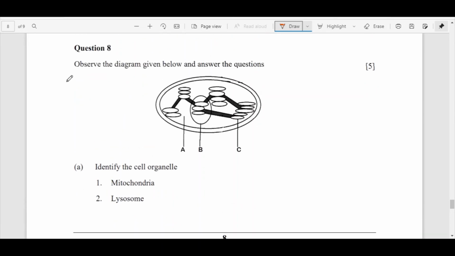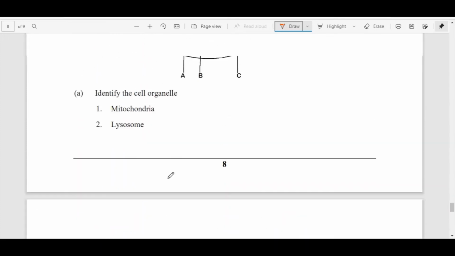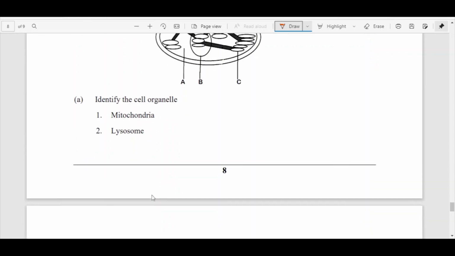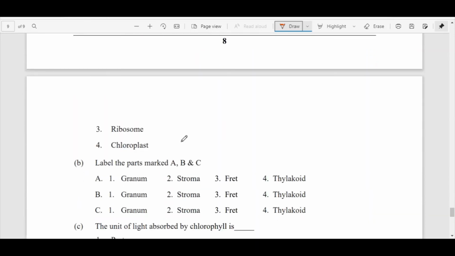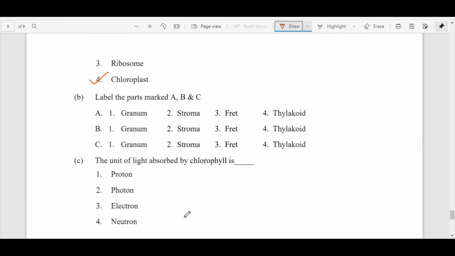Now observe the diagram given below and answer the question. So you have got a diagram here, and first question, you have to identify the cell organelle that is shown in this diagram. Your options are number 1 mitochondria, number 2 lysosome, number 3 ribosome and number 4 chloroplast. So the right answer is chloroplast. You can see that this is a double membrane structure inside which the various parts of the chloroplast are present. So let me take you to the next question.